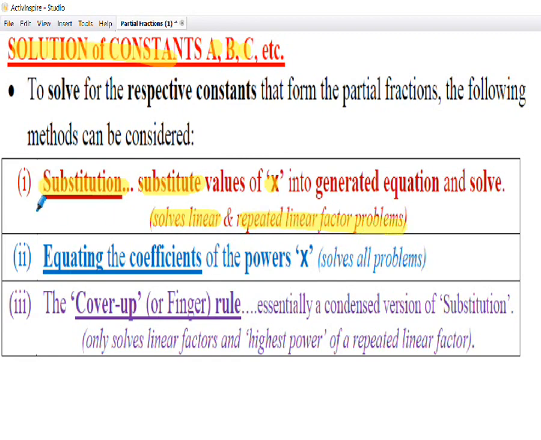Method 2 is called equating coefficients. This is the most comprehensive method. This works for all problems, but it can sometimes be a sledgehammer to crack a nut for simple problems. But it certainly solves any partial fraction problems you would come across. And the third method is called the cover-up rule, or the finger rule. It's very similar to substitution, but it only works to solve linear factors or the highest power of a repeated linear factor. So that's its limitation.